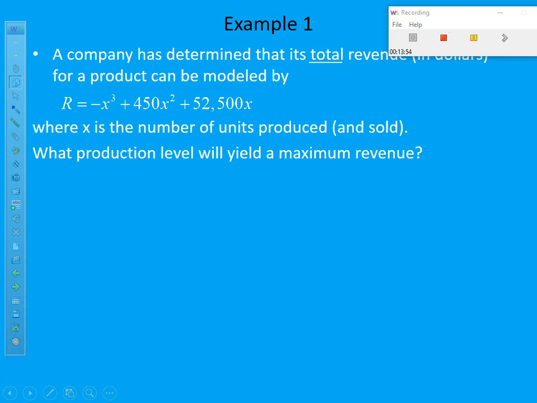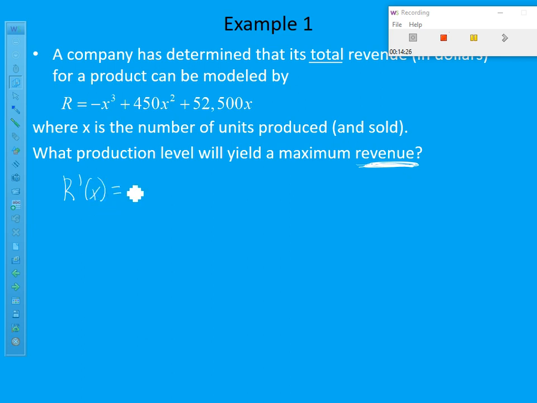Here goes your number 1 on that full sheet. A company has determined that its total revenue in dollars of producing X units of a product can be modeled by that equation, where X is the number of units produced and sold. What production level will yield a maximum volume? So guys, when we go get this, I need a revenue equation, which I have. I need to find that derivative, and then I need to set that derivative equal to 0.